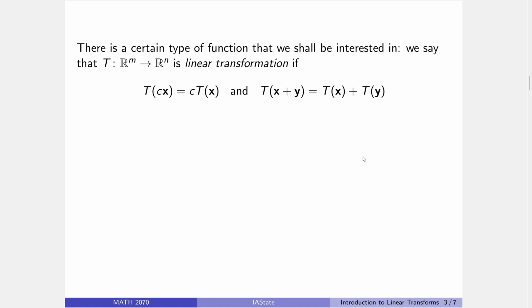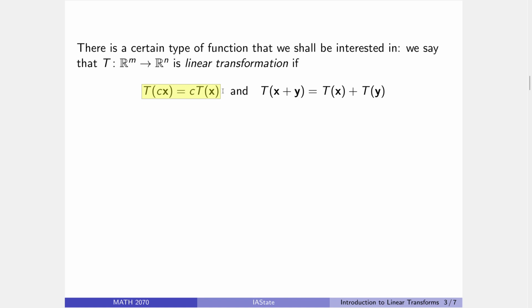A linear transformation is a mapping from Rm to Rn, note they don't need to be the same, and they satisfy a very specific set of rules here. Now, of course, we can just read these. T of cx is c times T of x, and T of x plus y is T of x plus T of y. But we don't want to just read plainly what the symbols are. We also want to read this mathematically, use our mathematical literacy.